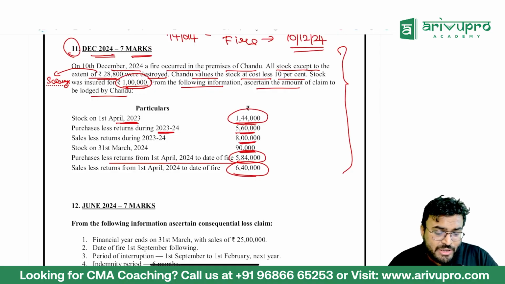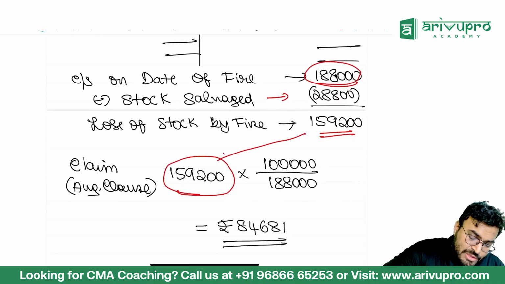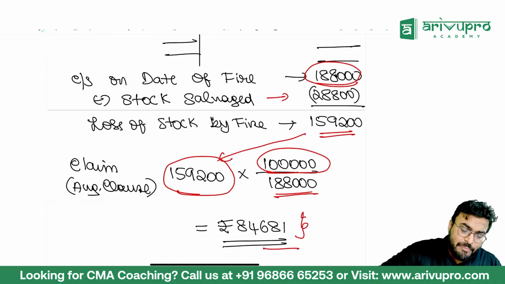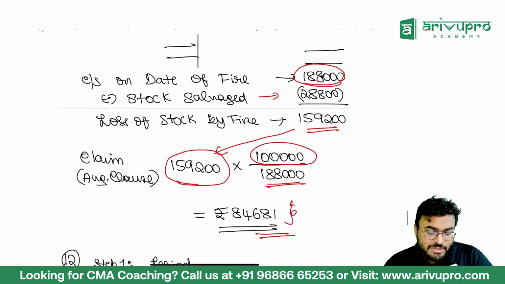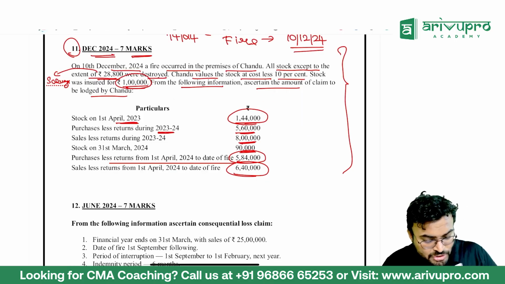Because there is under insurance, apply the formula: loss of stock by fire 1,59,200 into policy amount divided by closing stock on the date of fire. This will be your claim. This much claim you are going to get. Is this clear? Yes. Let's go into the next question.